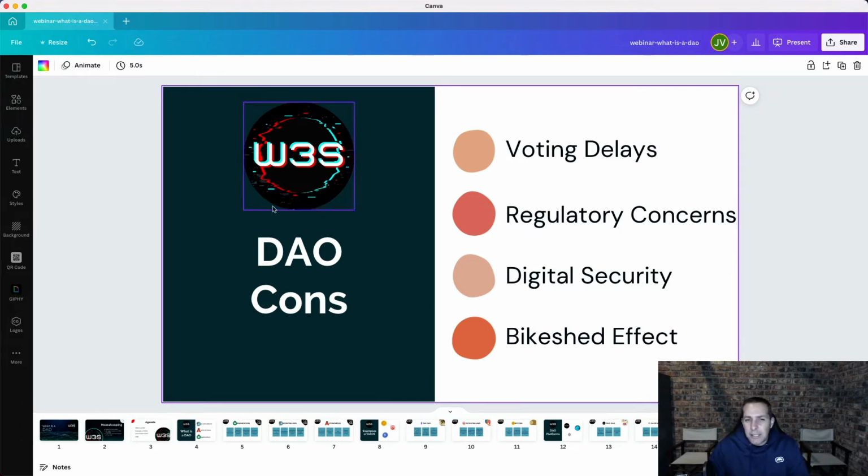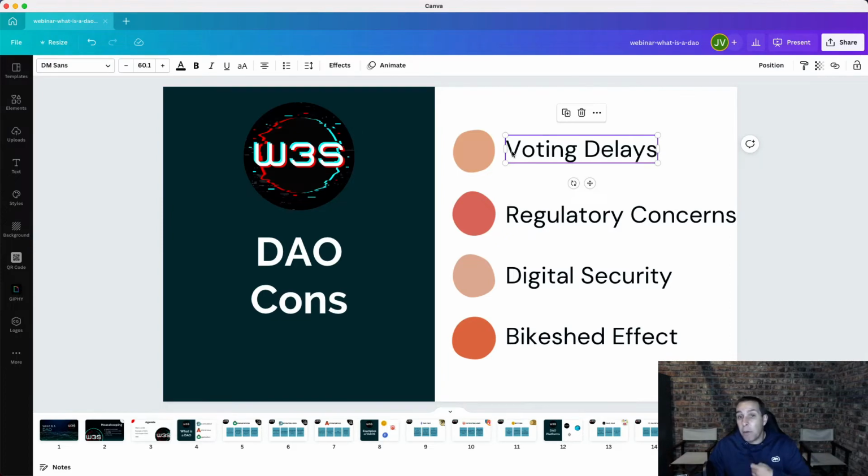And I've experienced it a lot, even with Web3 Simplified. I don't even get 50% votes most of the time on my Web3 Simplified DAO. It's one of those things.